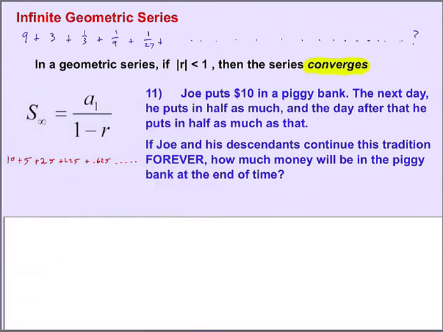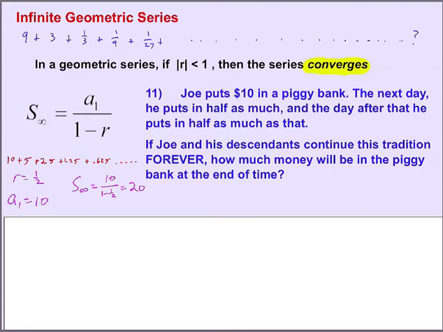Because r is less than 1, in this case r is 1/2, we can find the infinite sum using a1 over 1 minus r. So our a1, our first term, is 10. And so that means the infinite sum is equal to 10 divided by 1 minus 1/2. Well, 1 minus a half is a half, and 10 divided by a half is 20. So at the end of time, Joe and his descendants will have saved $20 in their piggy bank. Which is crazy to think about.